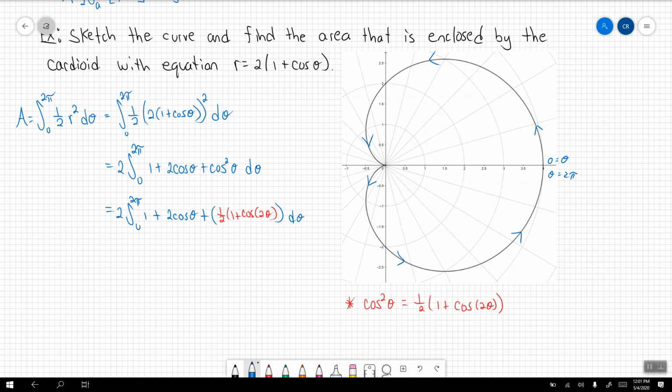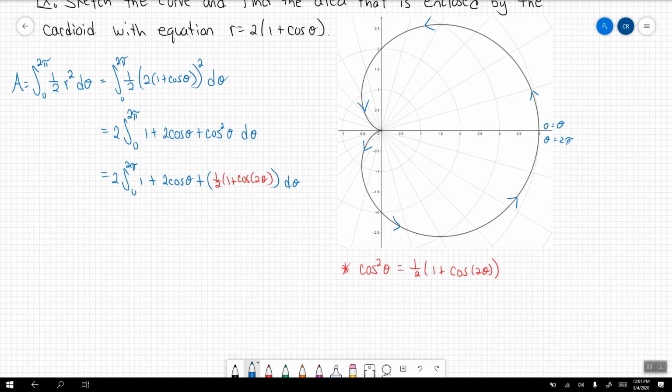It's looking pretty good so far. Now, I do have a fraction here, so I'm going to take the 2 that I initially factored out of the integral and distribute it back in. That way it cancels out with this half. I don't like to integrate with fractions too much, if I can avoid it. So 2 times 1 is 2. 2 times 2 is 4 cosine of theta. 2 times 1/2 is just 1. So this frees it up to be 1 plus cosine of 2 theta, and this is all d theta.